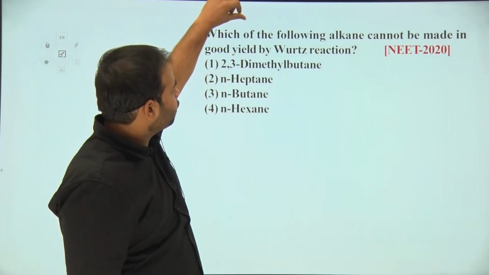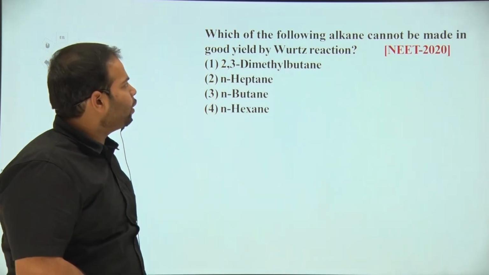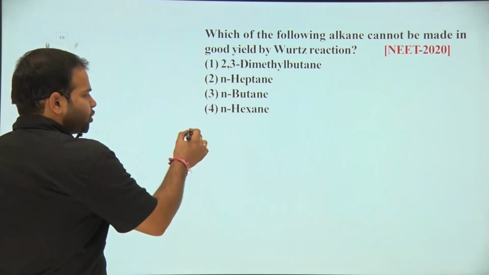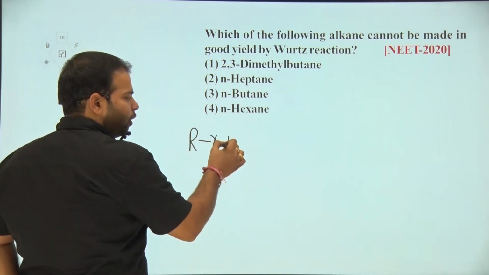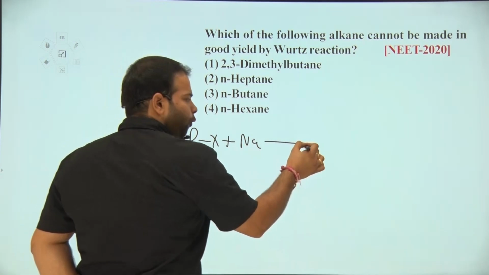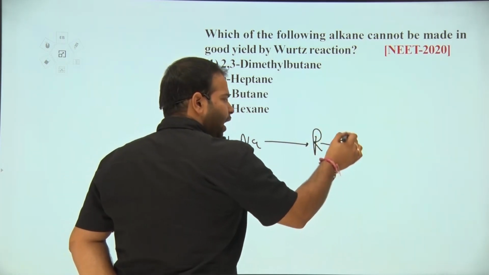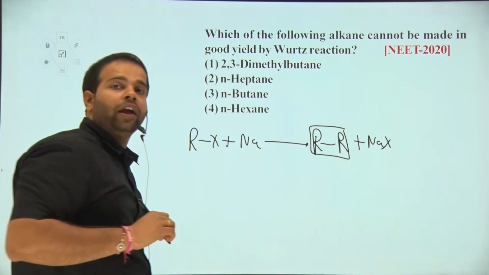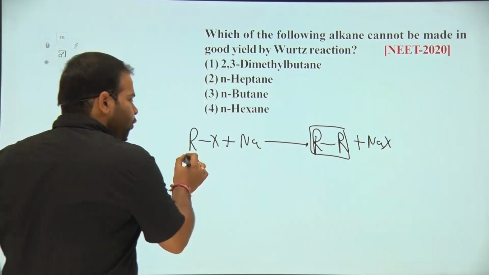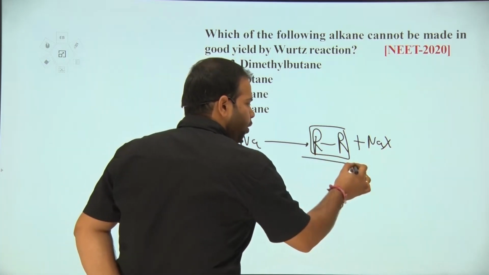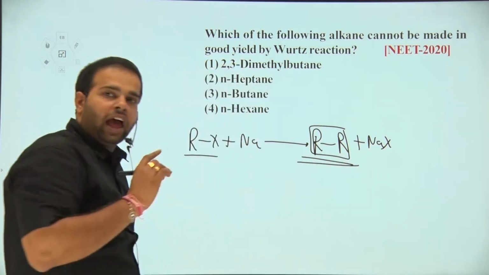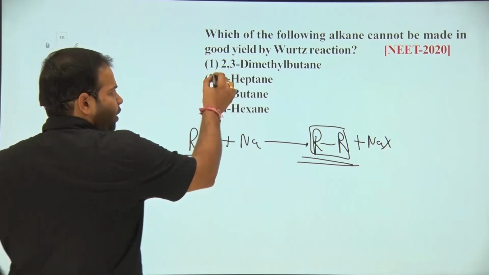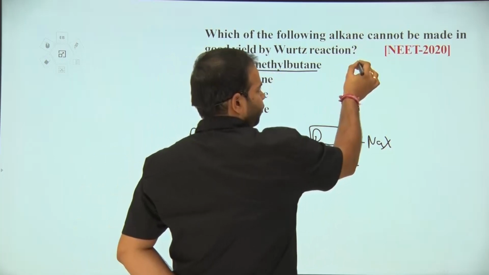Which of the following alkanes cannot be made in good yield by Wurtz reaction? Now, first of all, what is Wurtz reaction? Wurtz reaction is a reaction of alkyl halide with sodium to form a symmetrical alkane, that is R-R plus NaX. Clear? Now in this case, we know that Wurtz reaction is used for the formation of symmetrical alkanes having an even number of carbon atoms. Now, if we check the options, first is 2,3-dimethylbutane.